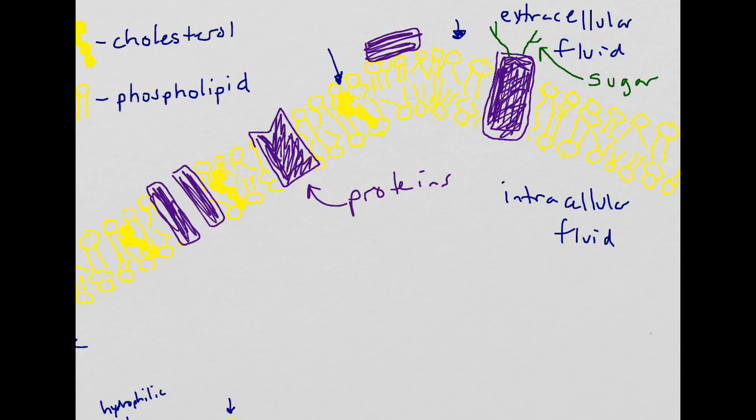Okay. Some of them go through the membrane. Some of them sit on top of the membrane. Okay. So there's our mosaic. We've got lots of different components here. We've got the phospholipids, we've got cholesterol, proteins, sugar, all making up our plasma membrane. And that is the mosaic portion of fluid mosaic. All right, if you have any questions, feel free to give me a call.